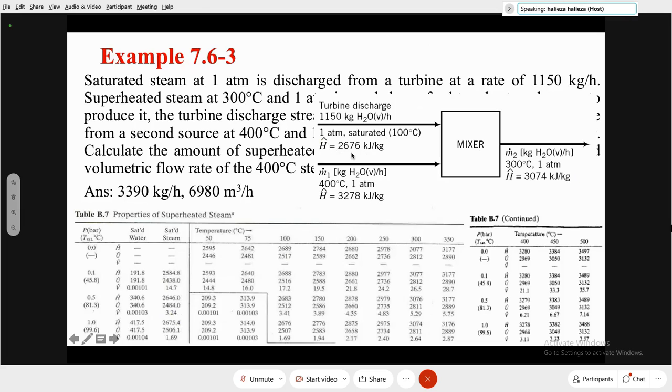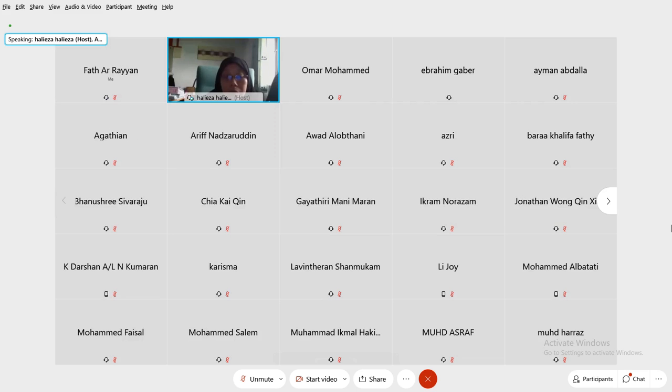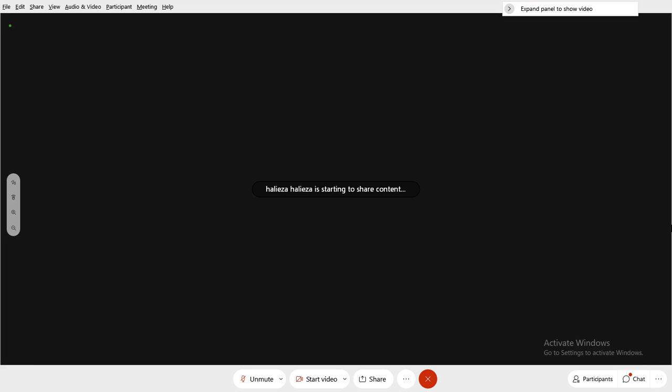Doctor, you're referring to table B7, superheated steam. The state of M1 is saturated, so why do we take it from the superheated steam table instead of B6, the saturated steam table? Okay, let's unshare this and I'll show you the steam table so that we know what B6 is all about. Where is B6?